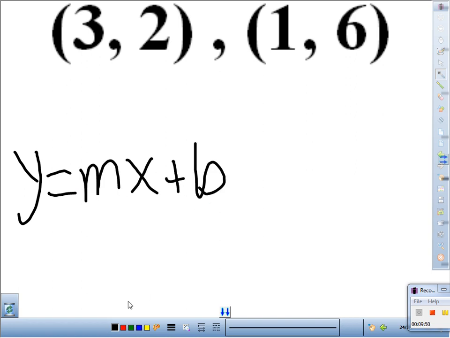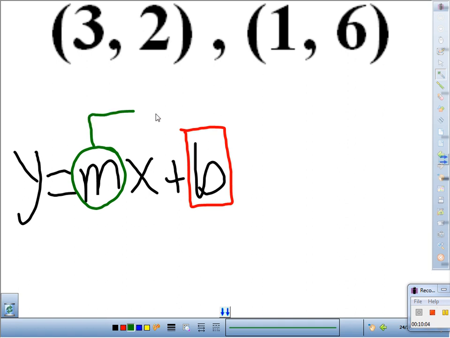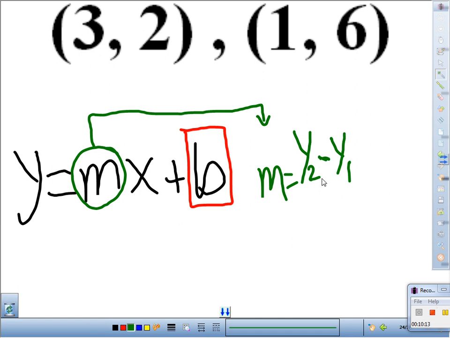All right. We circle what? Our m, because that's what we need. And I'm going to box my b, because we also need the y-intercept. Therefore, do they give us a slope? No, but I know how to find a slope given 2 points. What's my formula? M equals y sub 2 minus y sub 1 over x sub 2 minus x sub 1. Yes? Don't write it backwards.